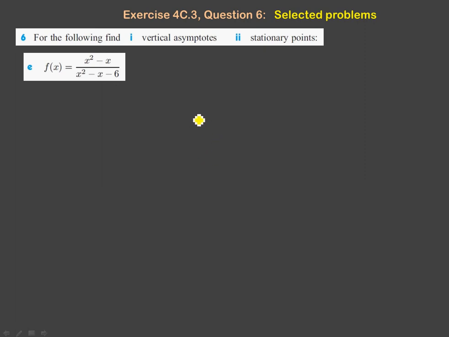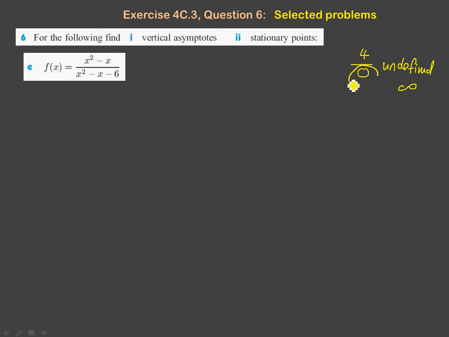Okay, so let's look at question 6 from exercise 4C.3 of our text. The first part of the question asks you to find vertical asymptotes, and for this rational function, think about this. If you have a number, say 4, and you divide by 0, you go to the calculator, you see mathematical error, and in fact mathematically this is undefined. Sometimes we call it infinity.